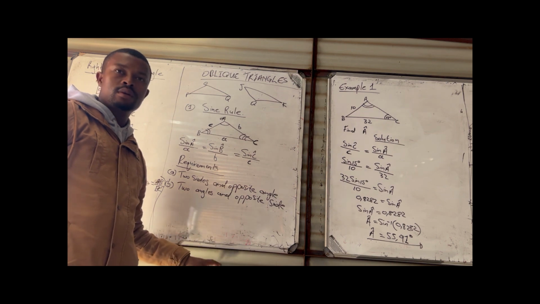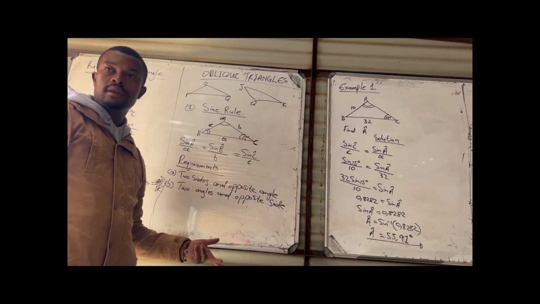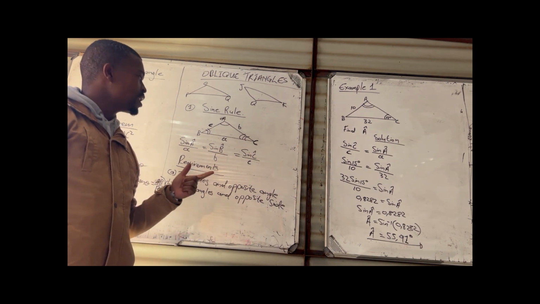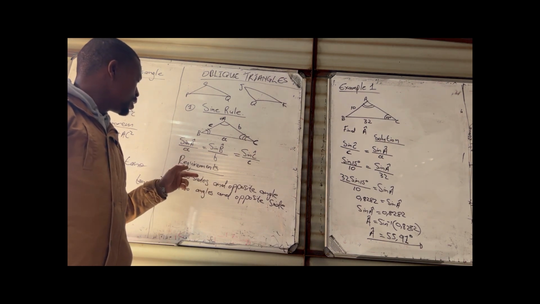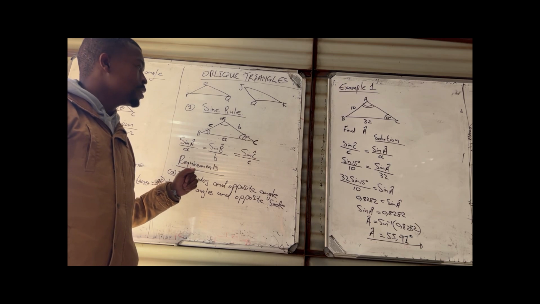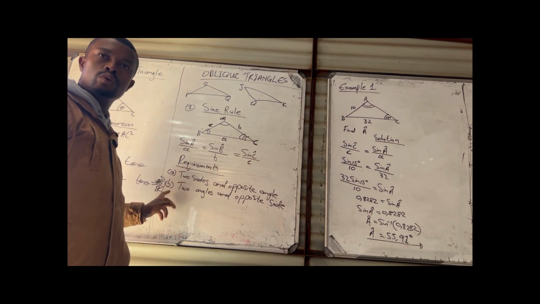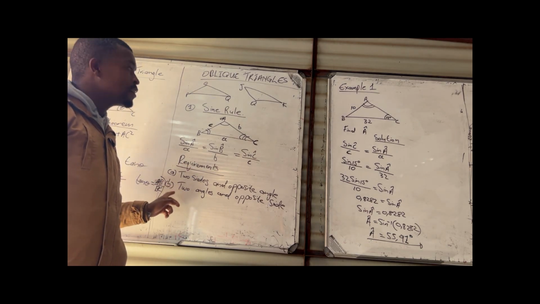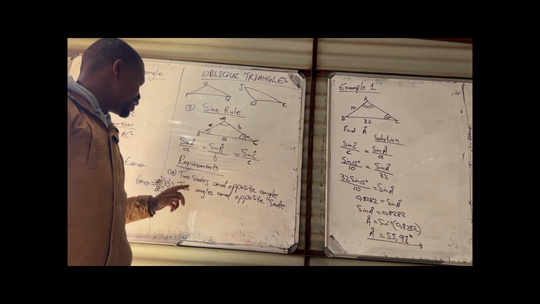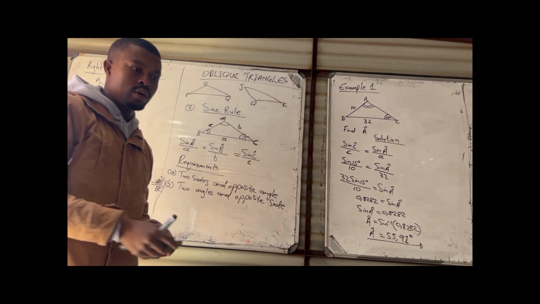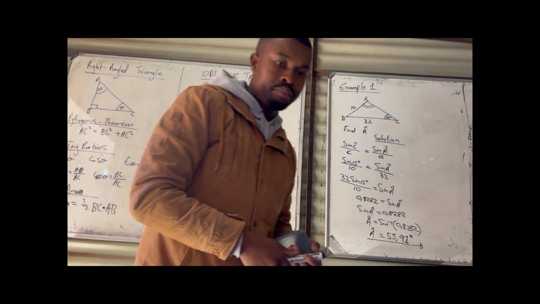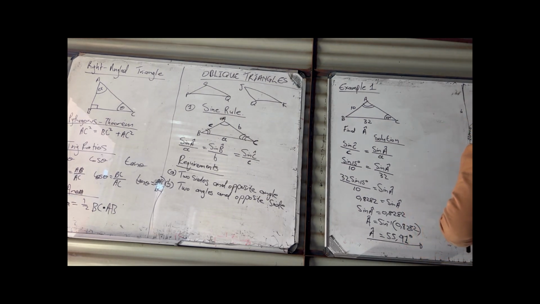Are we together, good people? Are we together? Good. So we can use the sine rule again, with two angles and then an opposite side.